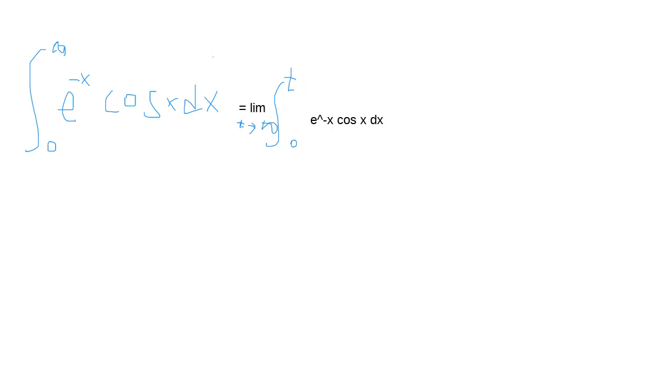So what do we want to do now? Now we have a choice. Maybe we let u be e to the negative x. So we want to do integration by parts: the integral of u dv equals uv minus the integral of v du, right?